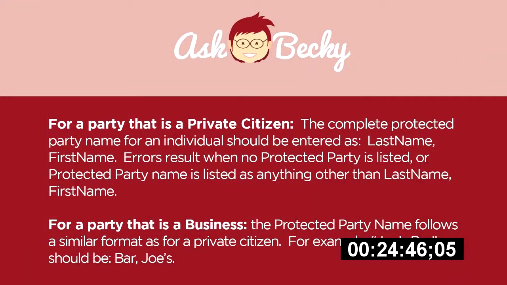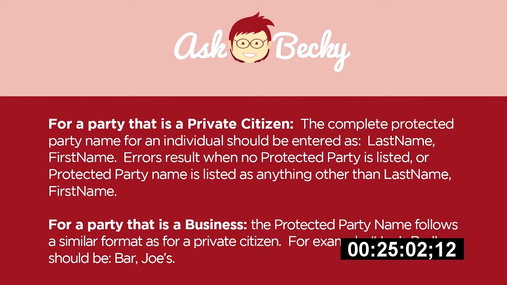Many orders are rejected from DPS because they contained no protected party name. Please make sure you've accurately entered all the required protected party data. This decreases the chance your order will be rejected by the Department of Public Safety. If the protected party is a private citizen, complete the protected party name such as last name, comma, first name. Failing to do this means that your order may be rejected. Failing to list a protected party means your order will be rejected.